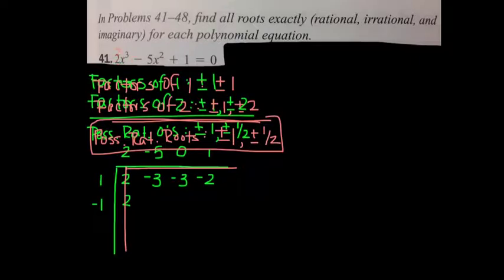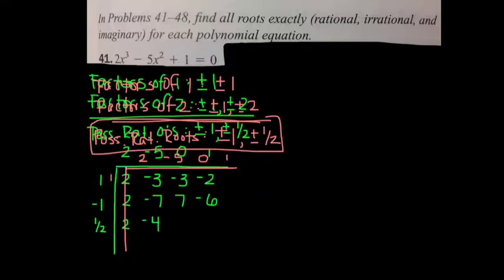Notice how I have an x to the third, I have an x to the second, I do not have an x to the first power, so I have to make sure to include a 0 there, and then finally a positive 1. So this gives me 2, -5, 0, and 1. That represents the 2x to the third minus 5x squared plus 0x plus 1. And then I need to just start testing my numbers.